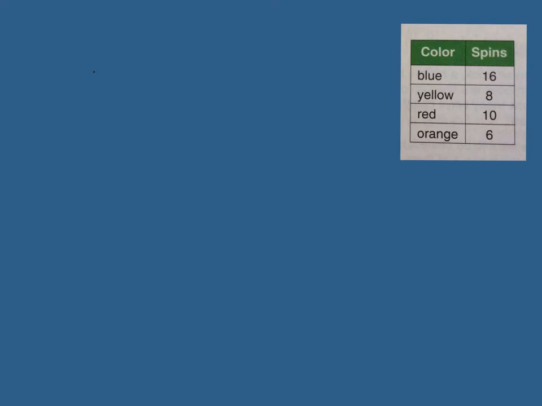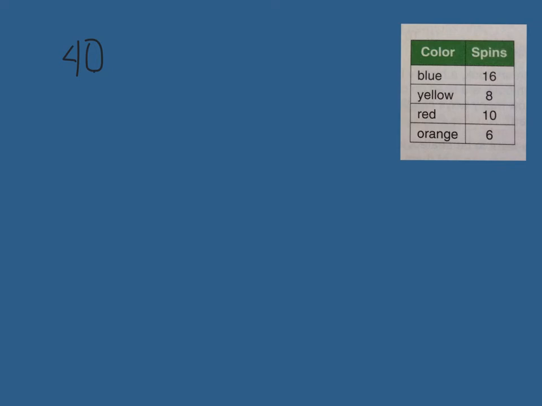We can also use experimental probability to make predictions. Looking at this chart, someone spun a 4-section spinner 40 times. These were their results after spinning it 40 times. Blue, they spun 16 times. Yellow was 8 times. Red, 10 times. And orange, 6 times. If we take a look at these results, what can we expect as a result of blue, just looking at the blue, on the next 100 spins?